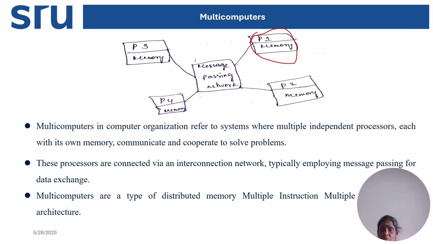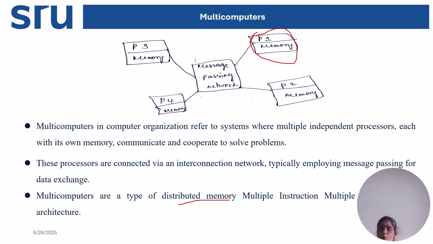So these processors are connected via an interconnection network, typically employing message passing. In the previous case, we used the technical term interconnection network, but here that network is differently called the message passing network. Multi-computers are a type of distributed memory, MIMD architecture, multiple instruction, multiple data architecture. It is a distributed memory MIMD architecture.